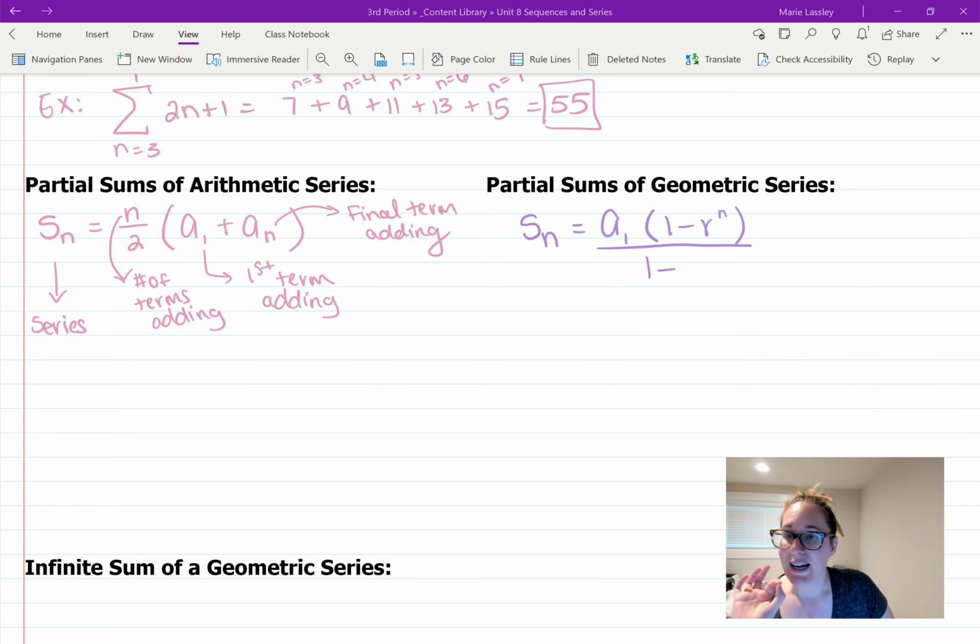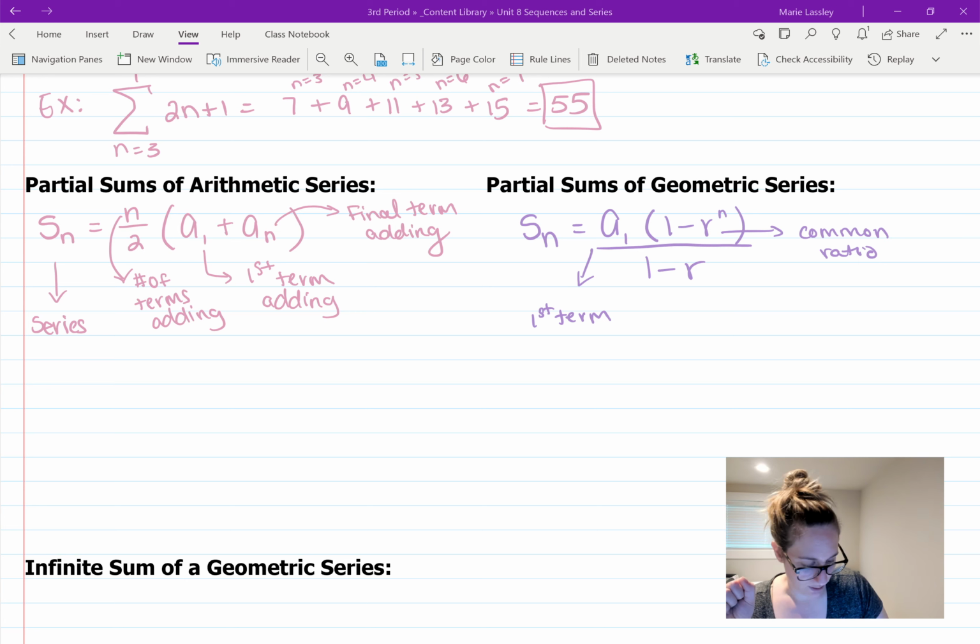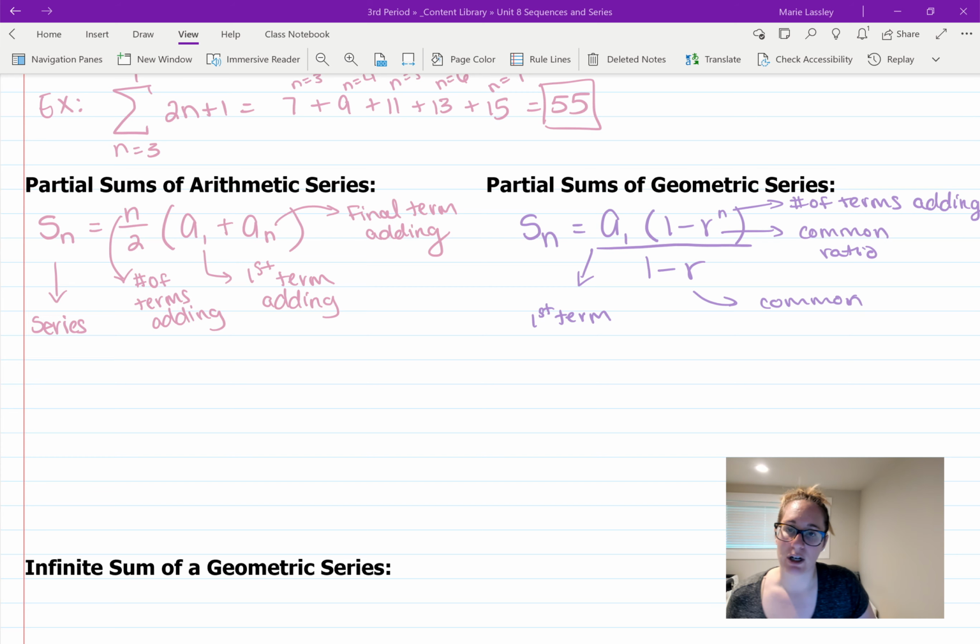And remember, let's go through all of this. a1 is your first term. r is your common ratio. n is the number of terms that you're adding up, right? Down here again, we have r as our common ratio. We just have it in here twice. All right, so that is your formula for partial sums of geometric series.